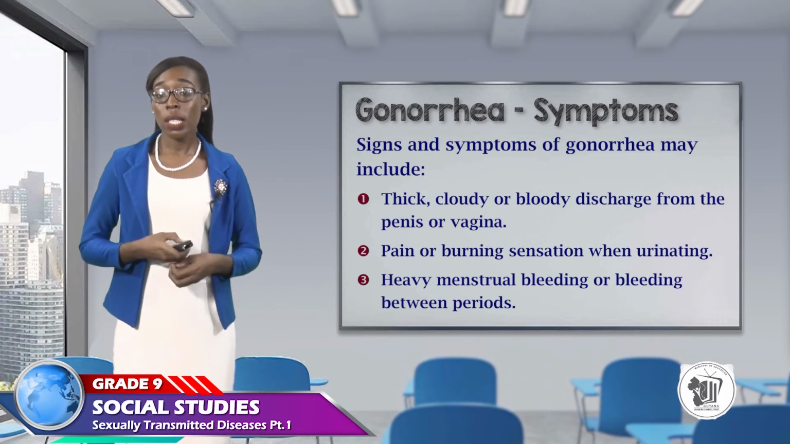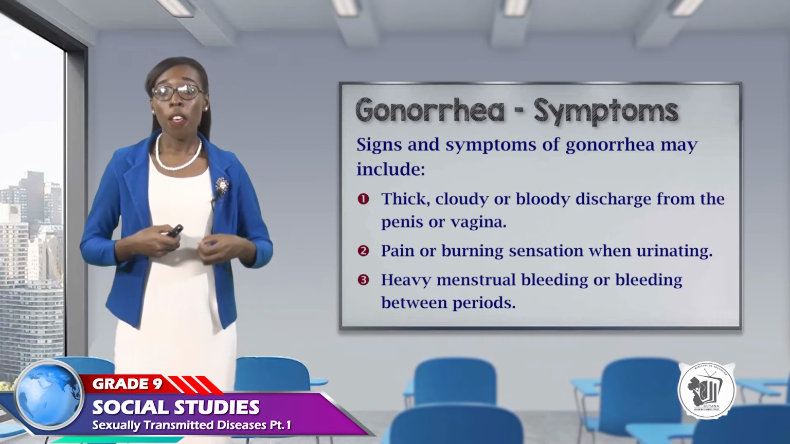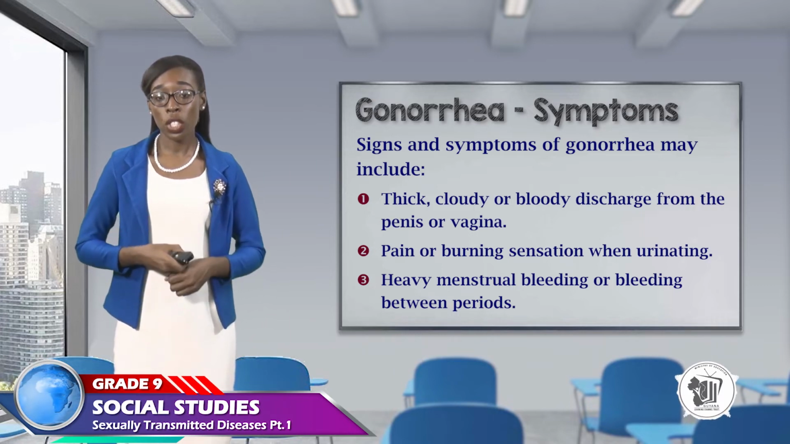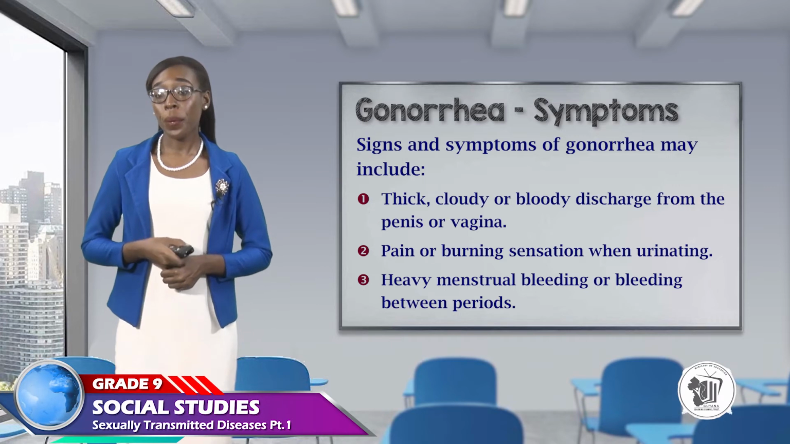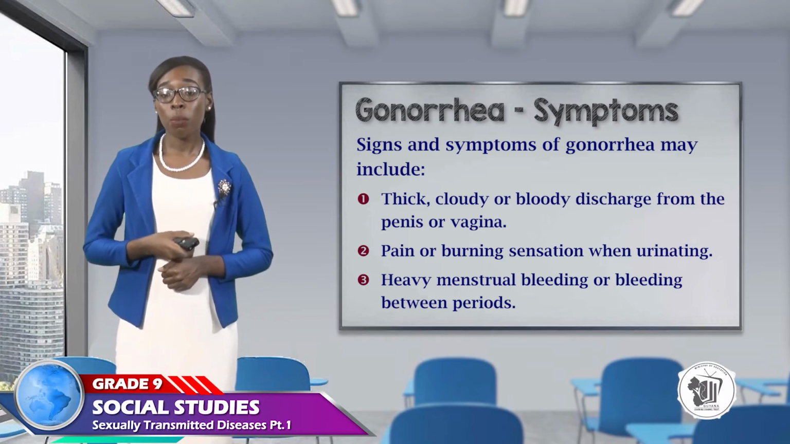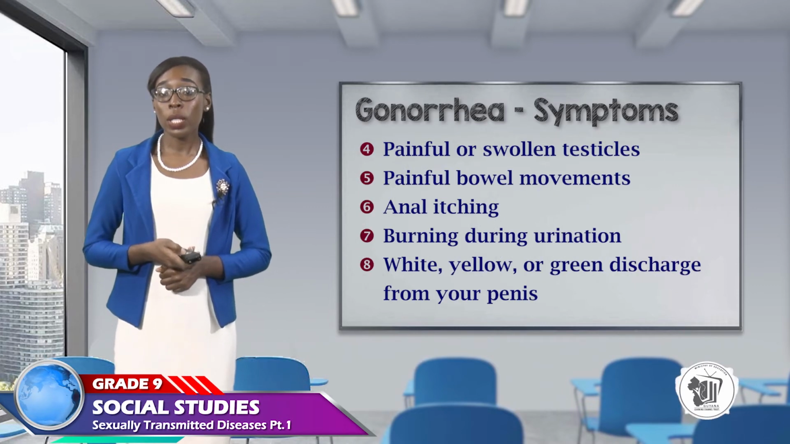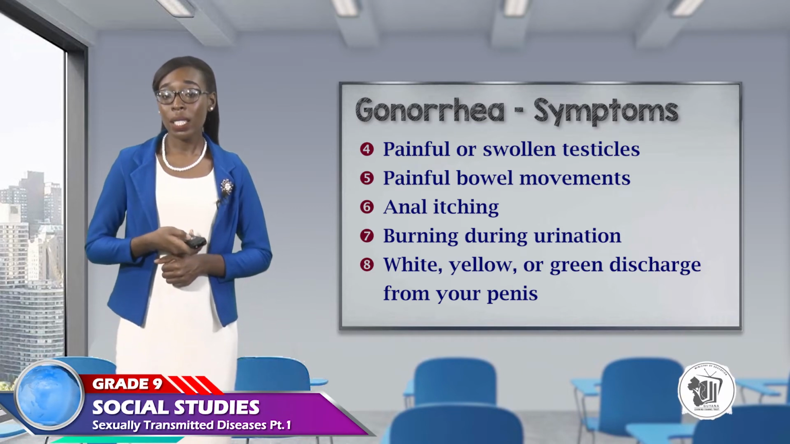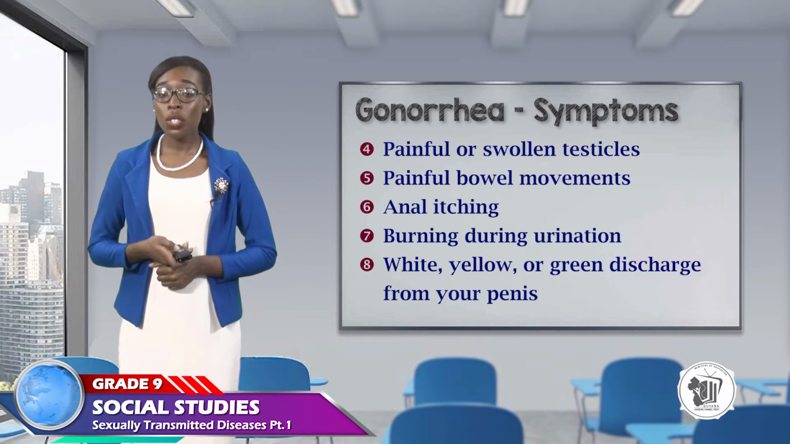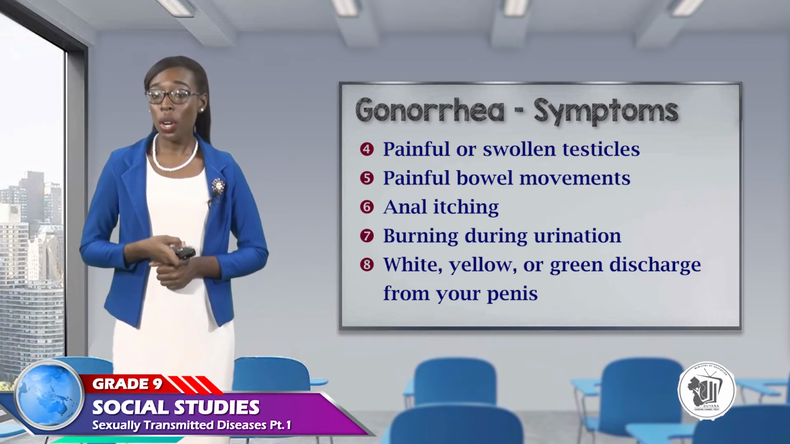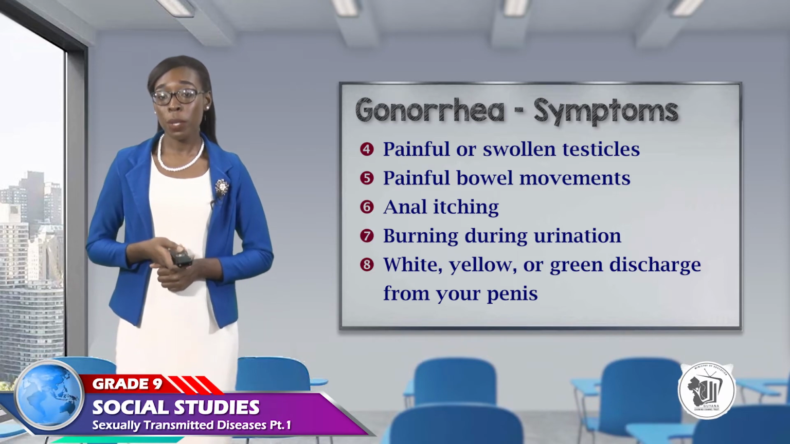Some of those signs and symptoms include thick, cloudy, or bloody discharge from the penis or vagina, pain or burning sensation during urination, heavy menstrual bleeding or bleeding between periods, painful or swollen testicles, painful bowel movements, anal itching, burning during urination, and yellow, white, or green discharge from the penis.